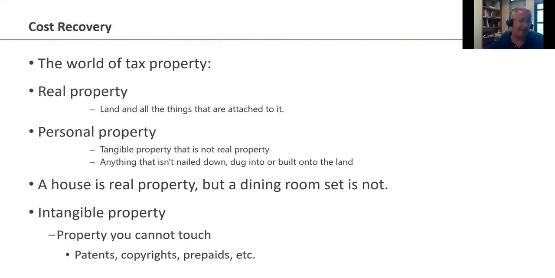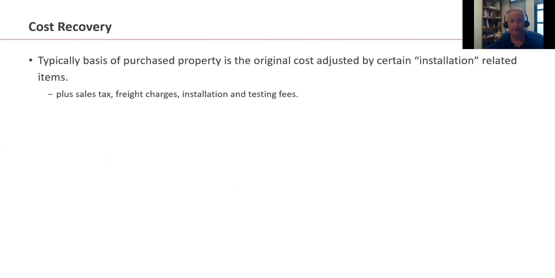Intangible property is kind of like the imaginary property. So that's property you can't touch, although it usually comes in the form of some sort of contractual right, like a patent, a copyright, prepaids. Those are all intangibles. Okay, so now that we have some lay of the land, generally speaking, our basis in purchased property is the original cost that we'll adjust by certain installation items. So if you're looking for a general rule to follow, the general rule would usually say something like, it's the cost of the property plus all the costs required to get that property in service and functional for the use it's intended for. So when you think about other costs that you might chuck in, you have to chuck in sales tax, freight charges, right?